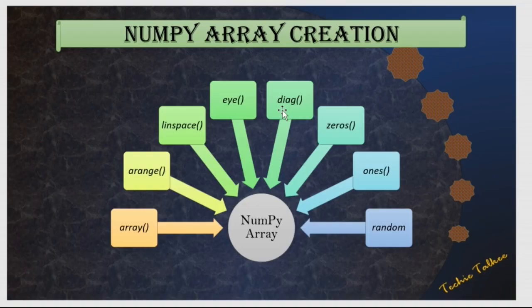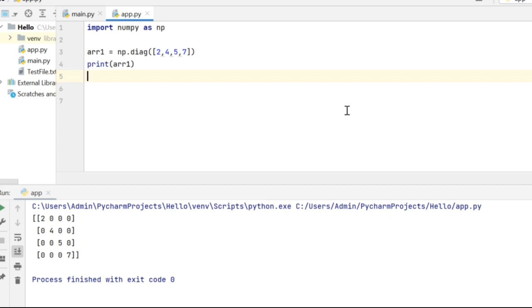Diag is yet another inbuilt function where I can create an array of values, but I have an option to specify what value I can have in the diagonal by using the diag function. In this example, I have specified the diagonal values to be 2, 4, 5 and 7. So Numpy is going to generate a 2D array containing 2, 4, 5 and 7 as the diagonal values. So this 2D array is going to have 4 rows and 4 columns. And the remaining values in the array are going to be 0. So it is basically going to be a square 2D array.